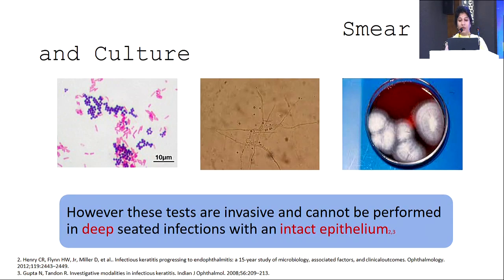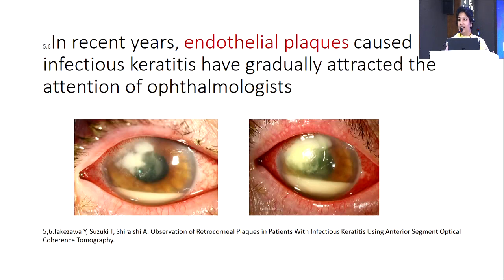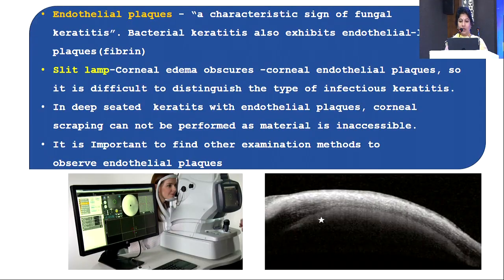Traditionally, infective keratitis is diagnosed using smears and culture. However, these tests are invasive and cannot be performed in deep-seated infections, especially with an intact epithelium. So in recent years, endothelial plaque caused by infective keratitis has gradually attracted the attention of ophthalmologists.